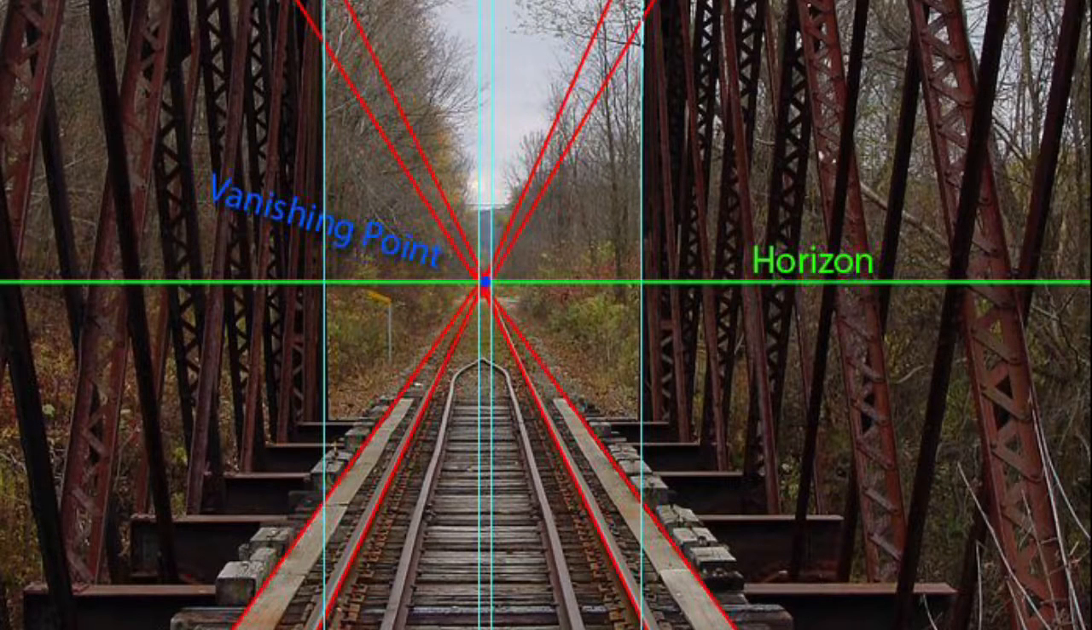Sometimes lines of perspective are needed above the horizon line as well as below. In this photo, the beams of the bridge are so tall they go above the horizon line. The red lines make an X. Right where all the lines intersect is called the vanishing point.